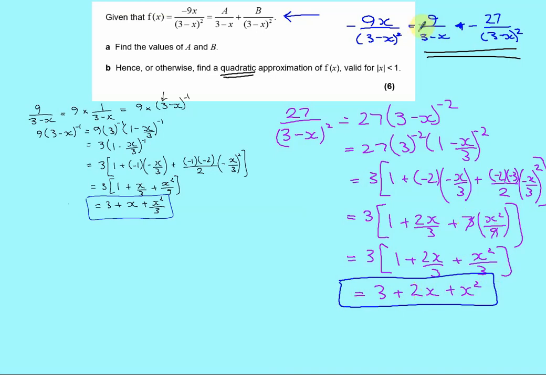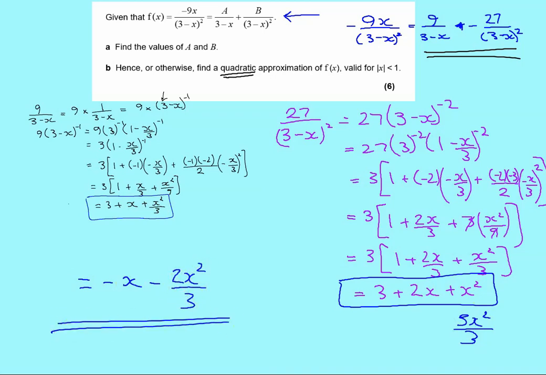So, I've expanded this one up to x squared. I've expanded the second one up to x squared. Now all that's left to do is minus them. So 3 minus 3, that's 0. 1x take away 2x is minus x. x squared over 3 minus x squared, well, let's think of that as 3x squared over 3. So it's 1/3, take away 3/3, is minus 2x squared over 3.